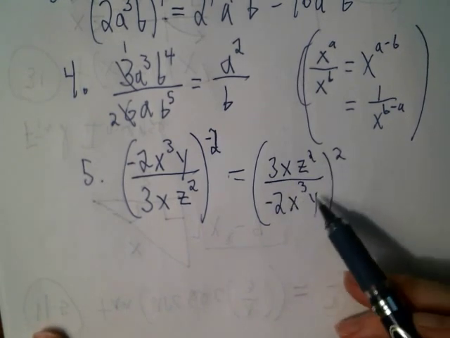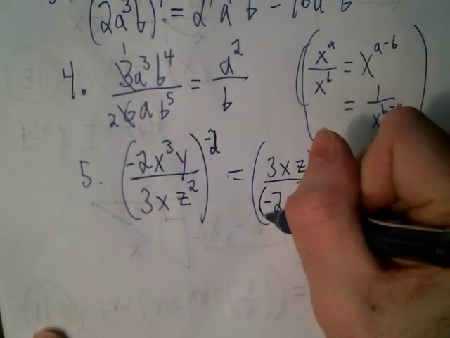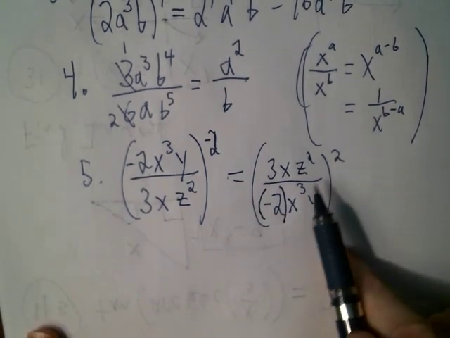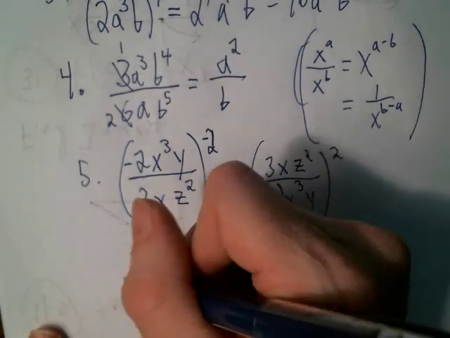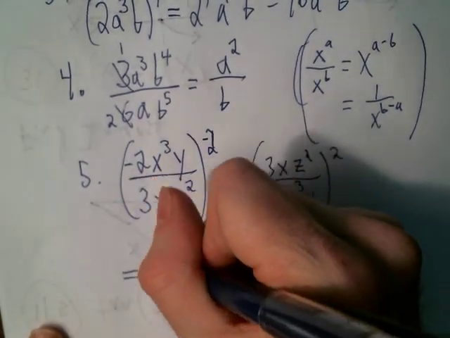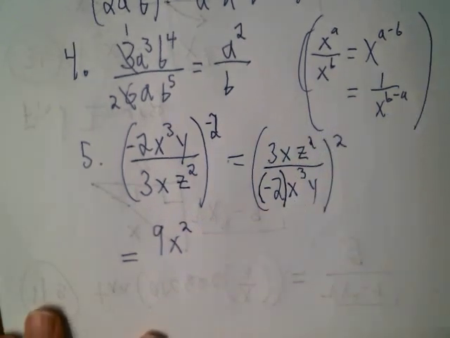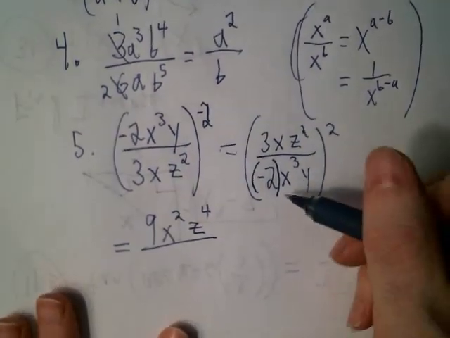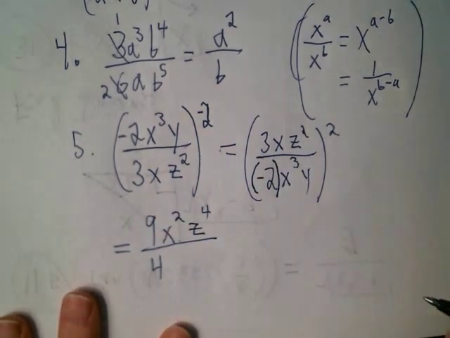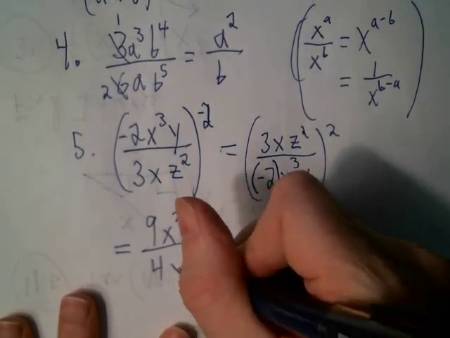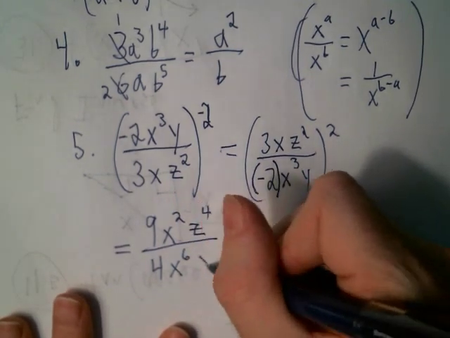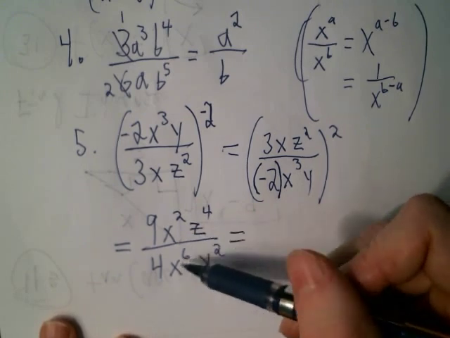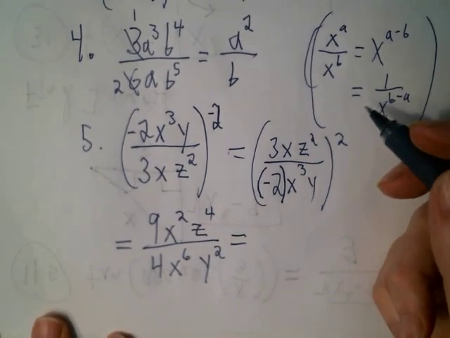Then it's kind of just a matter of distributing the 2. When you do that, make sure you keep this guy in parentheses, because the exponent will affect the negative sign on the 2. So you end up with 3 squared is 9, x squared, and then z to the 4th, all over negative 2 squared is 4, and then x cubed squared, that'll be x to the 6, and then y squared. Okay. I'm not done yet, because I can't have repeated bases floating about, so I need to reduce that portion of it.